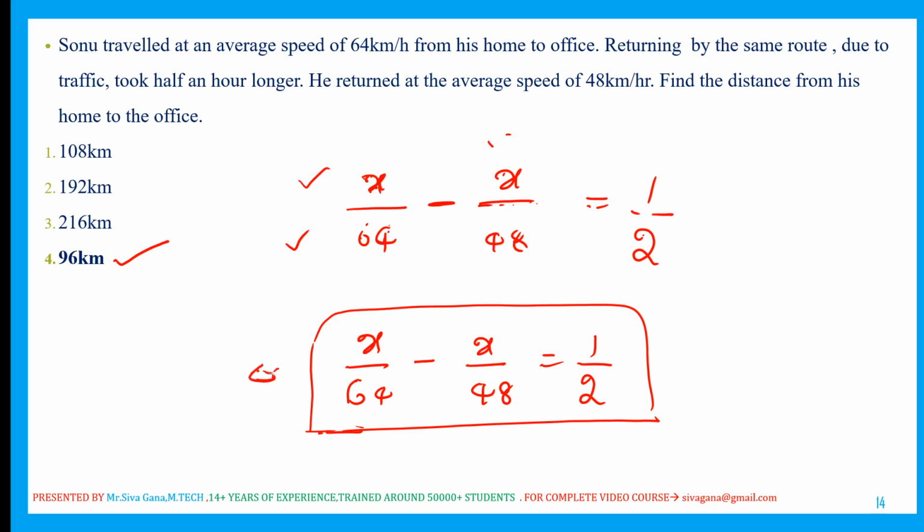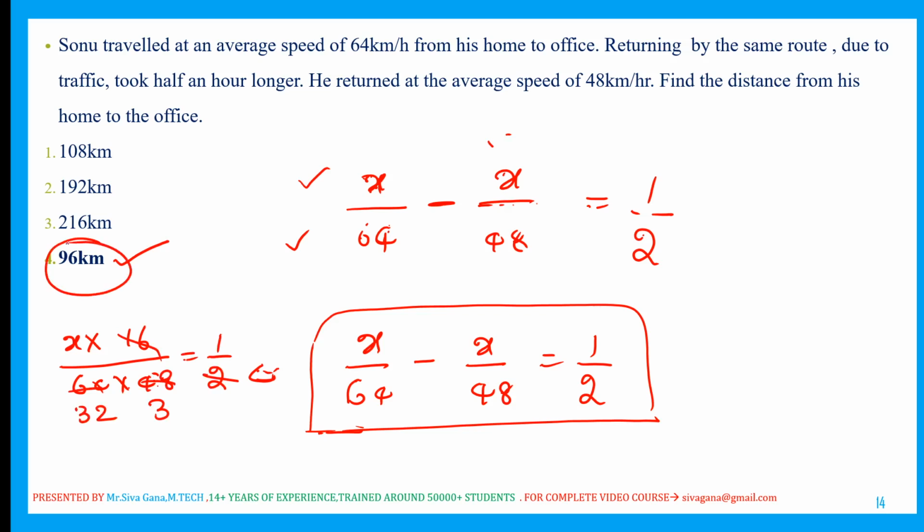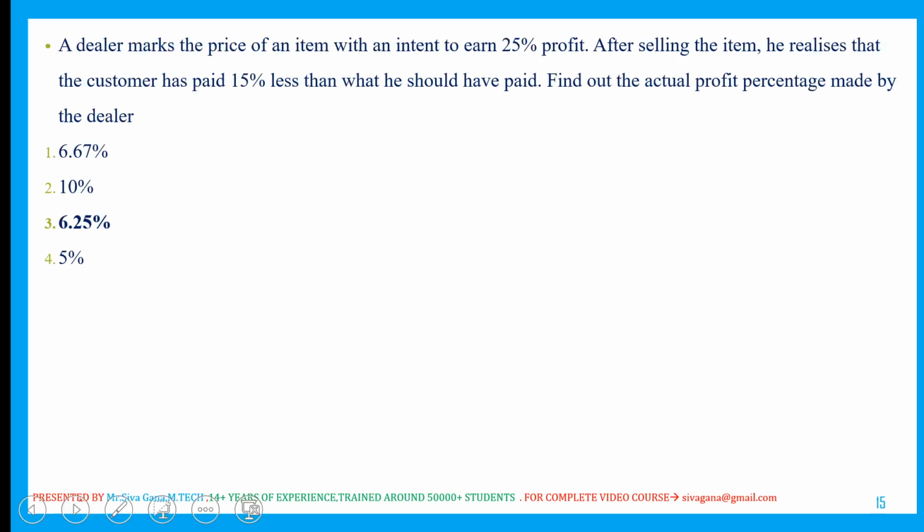How? This is x into the difference, which is how much? 16. LCM is how much? 64 into 48, which is nothing but 1 by 2. 16 threes are 48, 32 into 3, 96. That is the distance. Simple basic LKG level question from time, speed, distance.